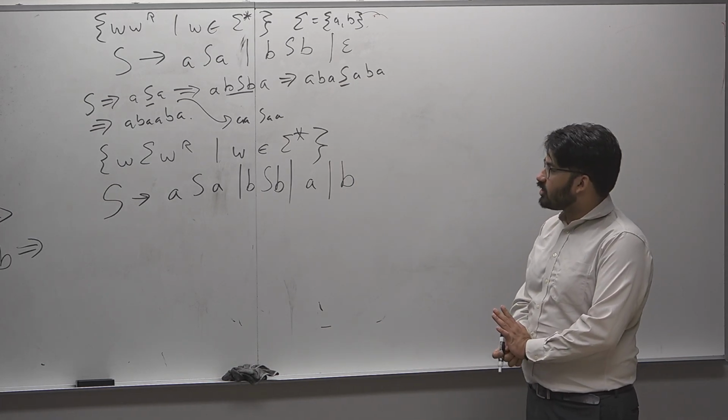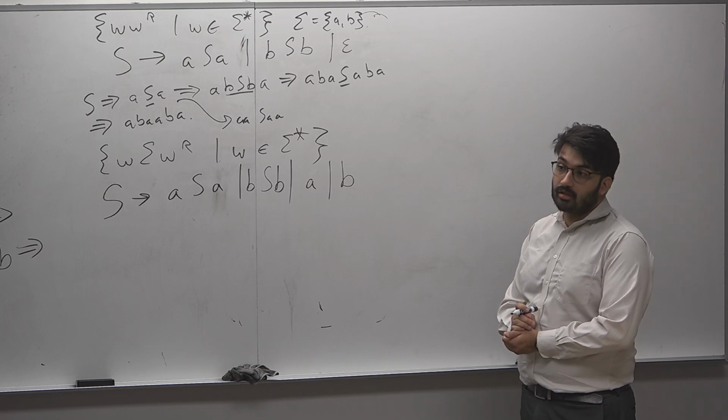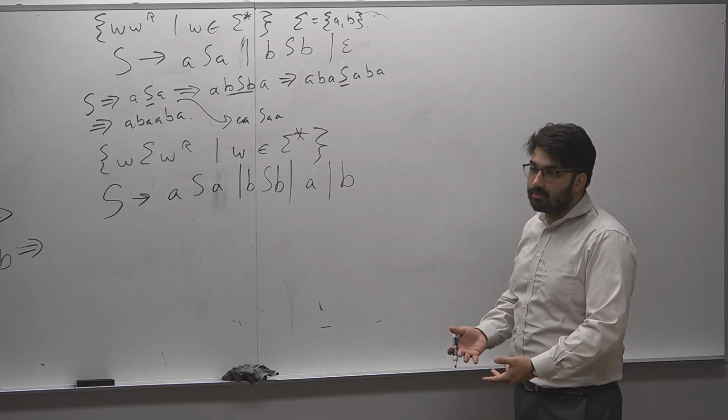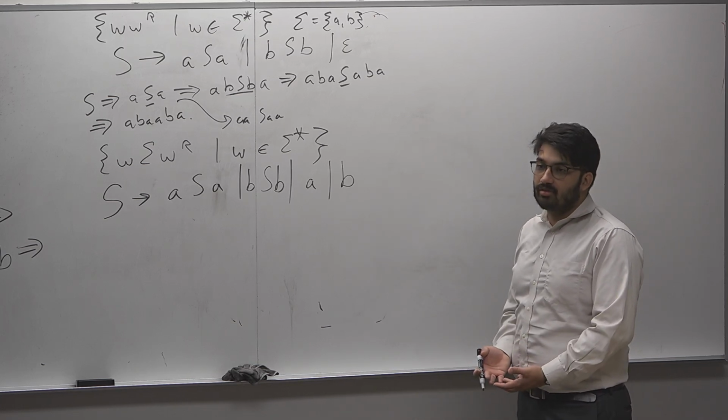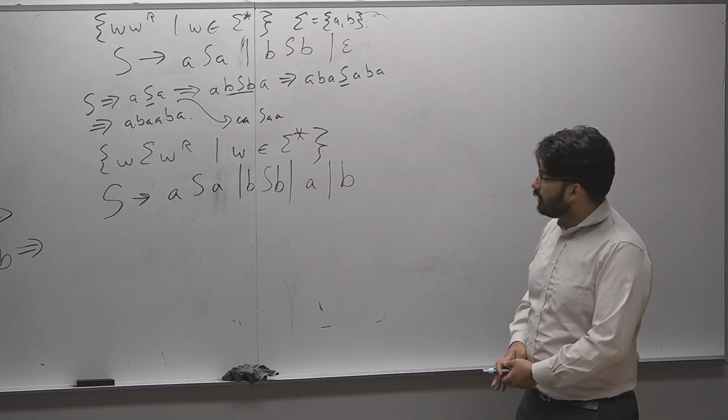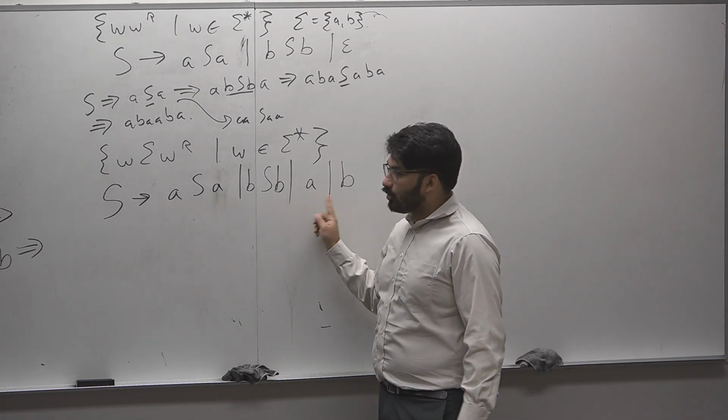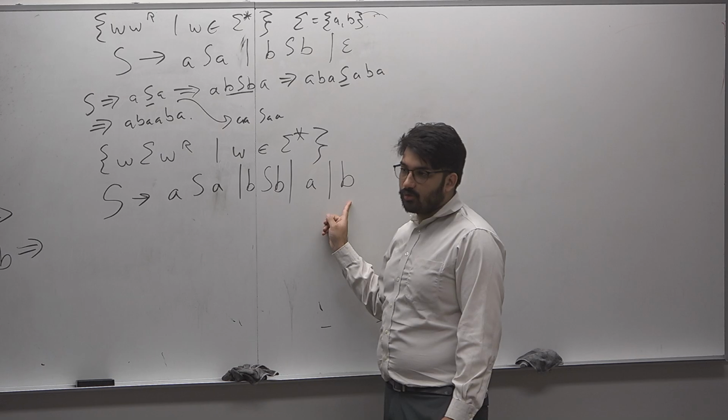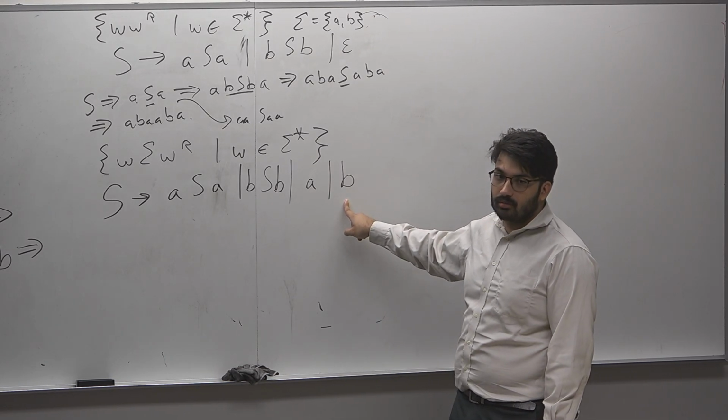So notice, first off, this grammar does not choose the empty string. This grammar does not produce the empty string. It also does not produce an even-length string. Why? These are going to be multiples of 2, and it's going to be forced to choose one of these to terminate. So this is going to produce odd-length palindromes.